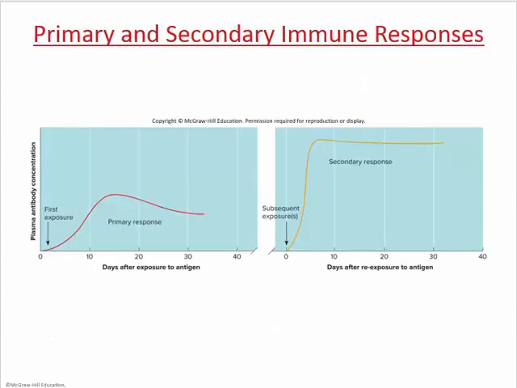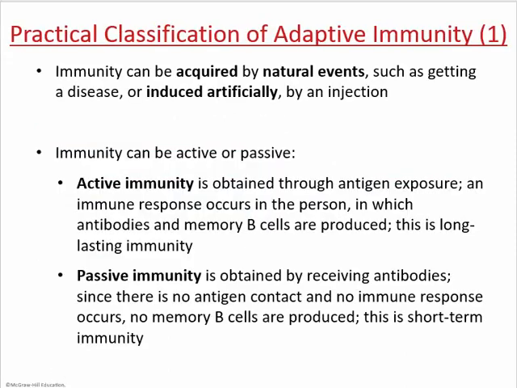So this is just a graph. The secondary response is sooner and stronger. Okay, so we can get immunity naturally. It can be acquired by just encountering the pathogen naturally, so you get sick.